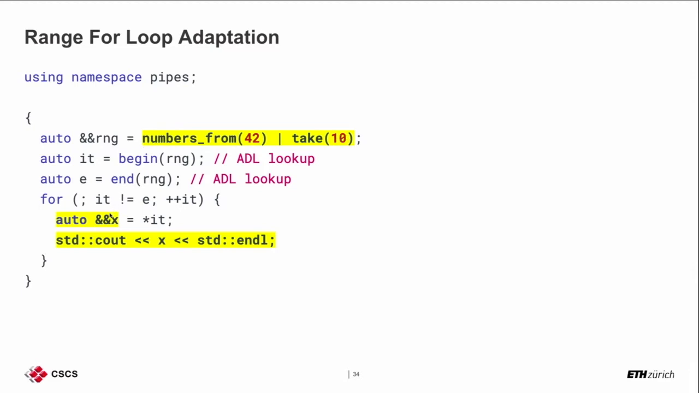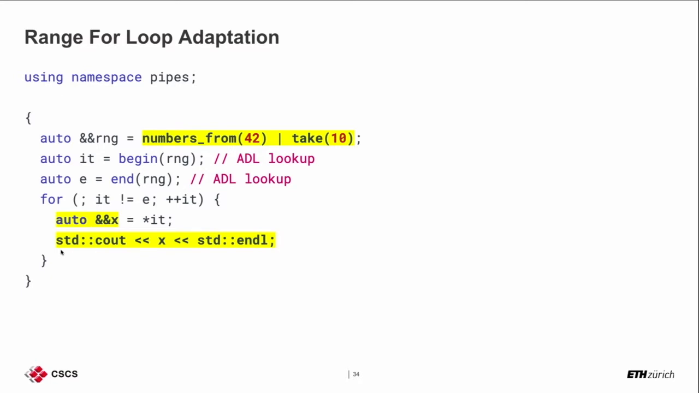Here in yellow are the places that the user writes, and the others in other colors are what the compiler adds. So the compiler defines some iterator that is returned from begin, which is called by ADL lookup. It also defines end and does this plain for stuff in this manner.